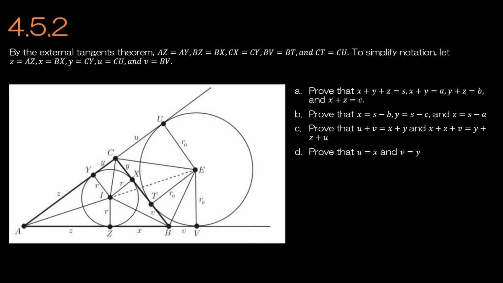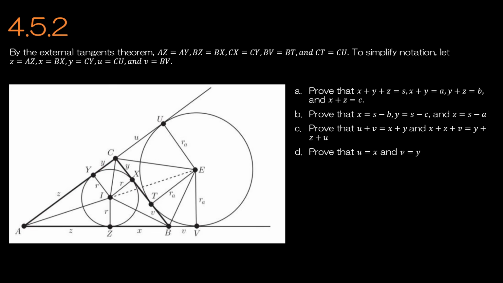Moving on to part B, what we just proved is x plus y plus z is equal to s. So now they're saying prove that x is equal to s minus b. So again, is there a lot of work to be done here? Let's take a look at b. b is equal to y plus z. So this could be x plus b is equal to s, and then by subtraction, x equals s minus b. I can do the same exact process for y equals s minus c and z equals s minus a.